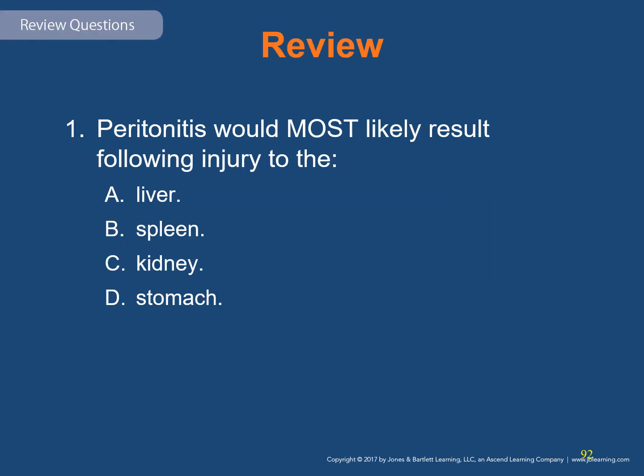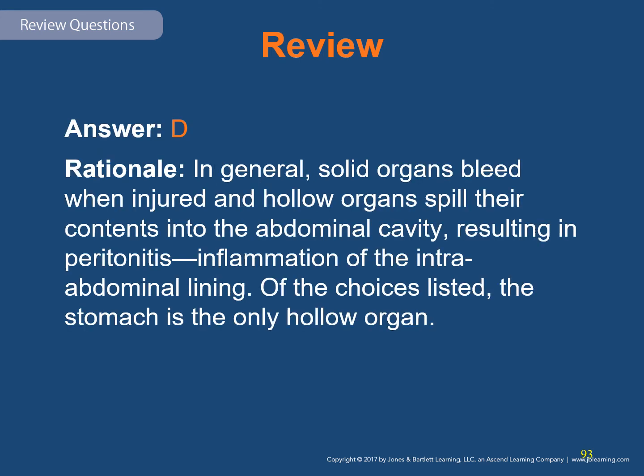Okay, class, let's go over some review questions. Review question 1. Peritonitis would most likely result following injury to the A. liver, B. spleen, C. kidney, D. stomach. The correct answer is D. In general, solid organs bleed when injured, and hollow organs spill their contents into the abdominal cavity, resulting in peritonitis, inflammation of the abdominal lining. Of the choices listed, the stomach is the only hollow organ.